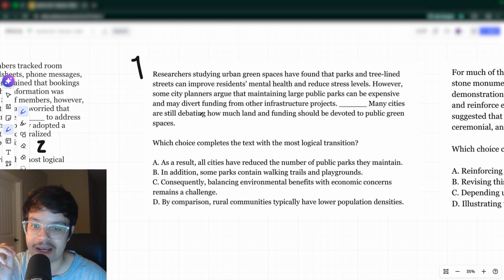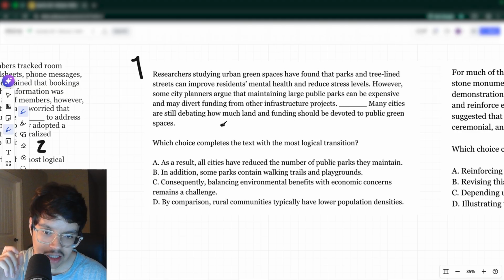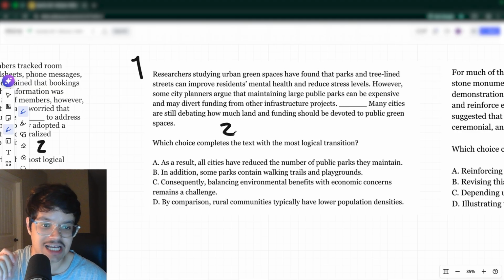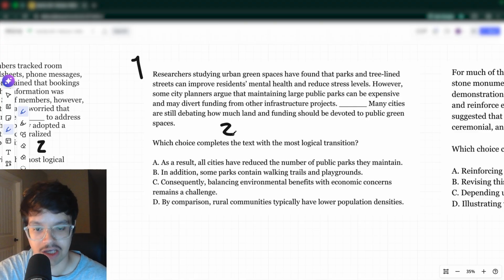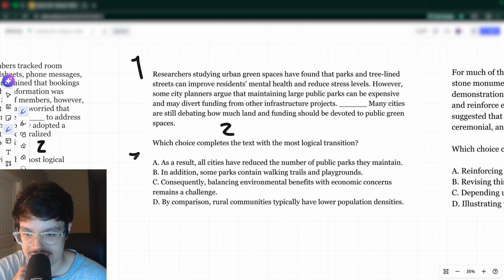Many cities are still debating how much land and funding should be devoted to public green spaces. Okay, so people are debating it. Some people think we should, some people think we shouldn't. So I think we just need something here saying like, okay, they're debating it. They're arguing about this thing. Maybe because of these things, as a result, they're arguing. Looking at the choices now, let's see the one that matches.